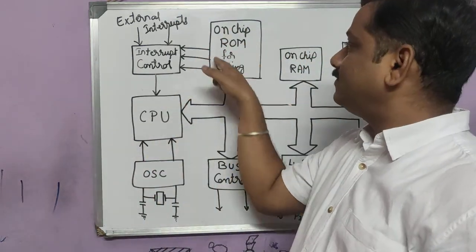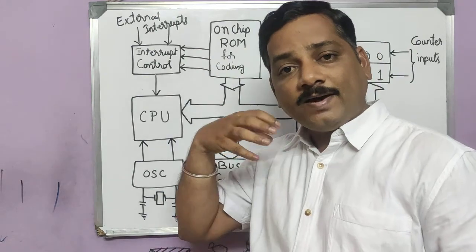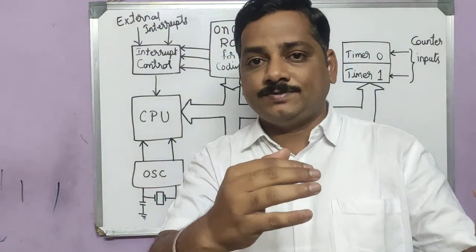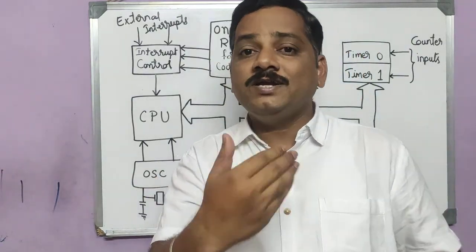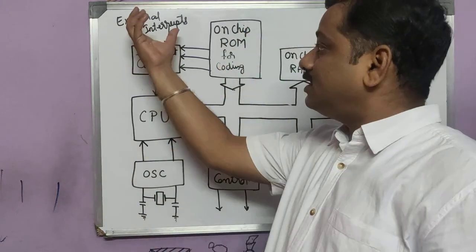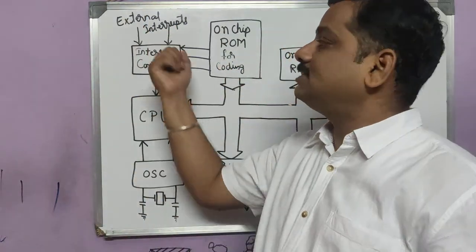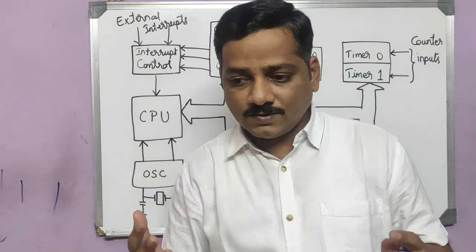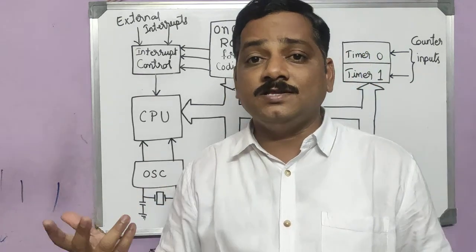Okay, so here we write a program, meaning by writing a program we can create an interrupt. That is called inbuilt or internal interrupts. Externally, if you get any interrupts, that is called external interrupts. First of all, let us understand what this interrupt is.